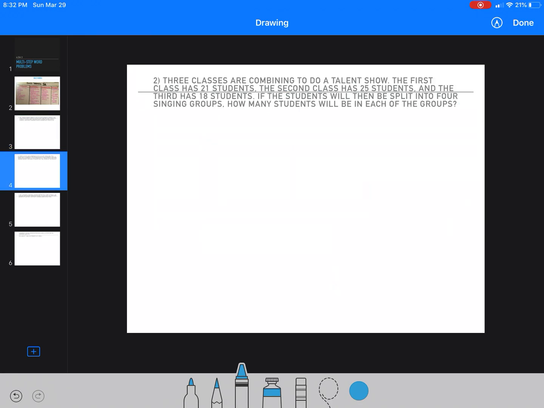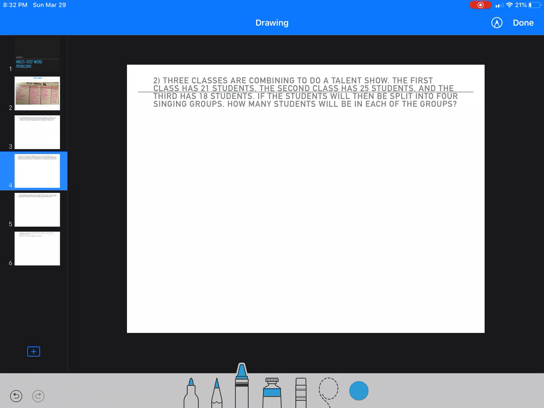Let's use buzzwords to solve number 2. It says 3 classes are combining to do a talent show. The first class has 21 students. The second class has 25 students, and the third has 18 students. If the students will then be split into 4 singing groups, how many students will be in each of the groups?